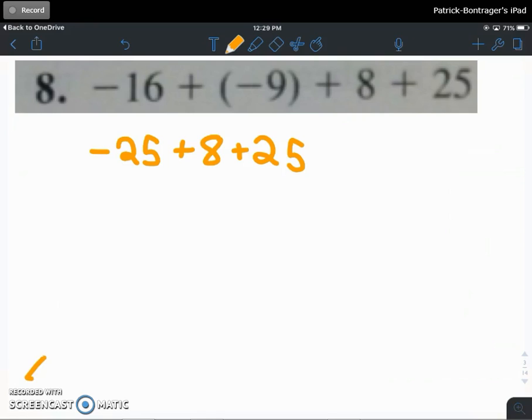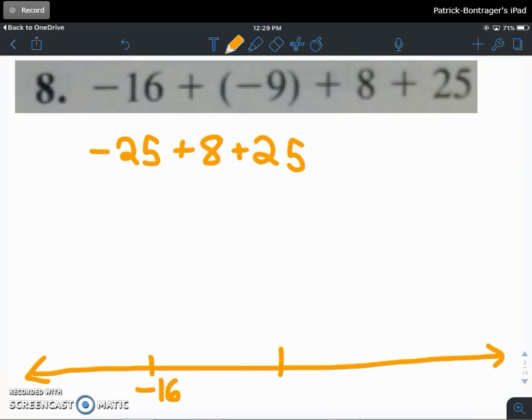Another way to think of it, and I'm going to draw it at the bottom of the page, is I'm going to start out at negative 16, and I'm going to add a negative, which would be subtracting. So adding a negative is subtracting. So I'm going to subtract 9, which means I'm going to move to the left 9 more spots. And if I move to the left 9 more spots, I'd end up at negative 25. All right, next step. It's negative 25 plus 8.